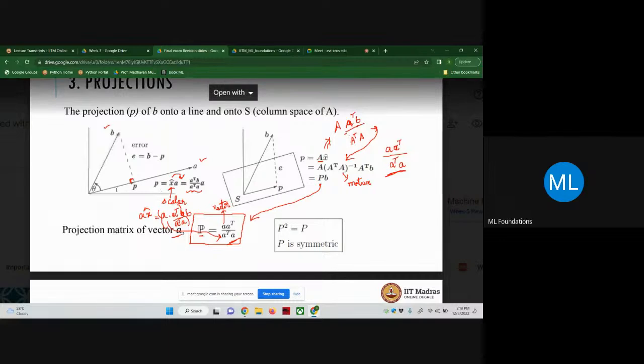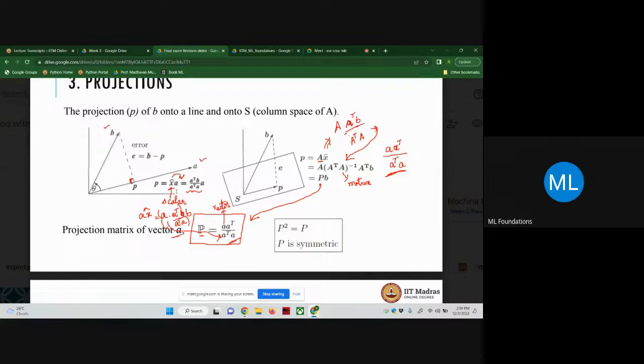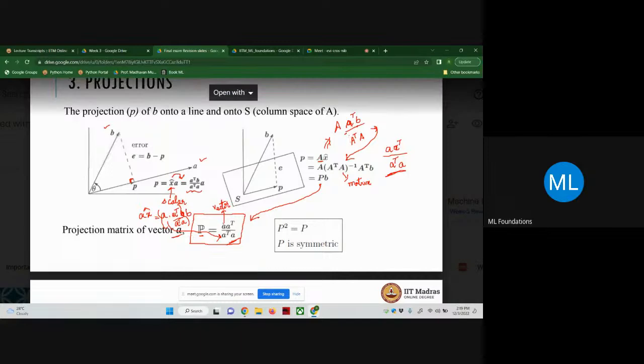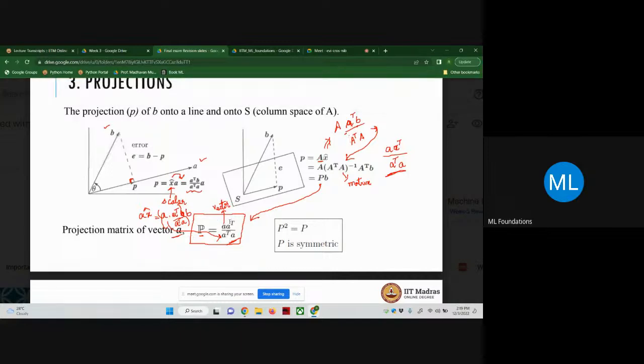This projected vector, you get it by A transpose b divided by A transpose A, or else this can be rewritten as A A transpose by A transpose A times b. This A A transpose by A transpose A is called the projection matrix of A. Once you know this projection matrix, you can find any vector's projection onto this vector A.